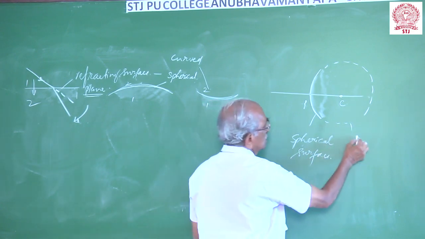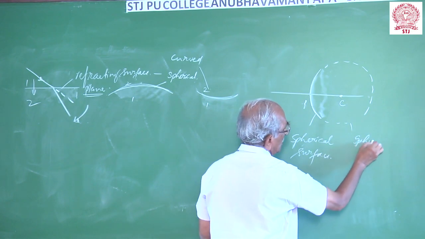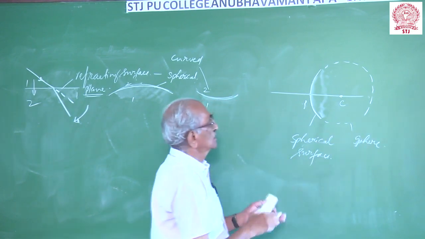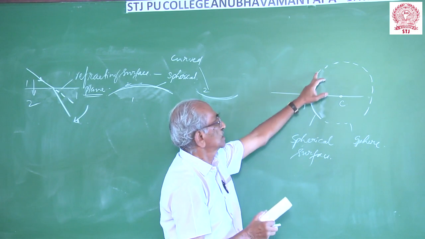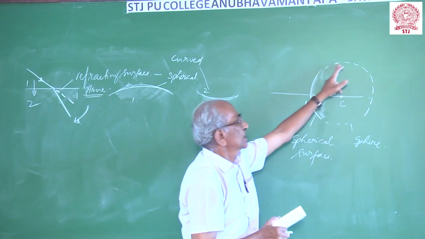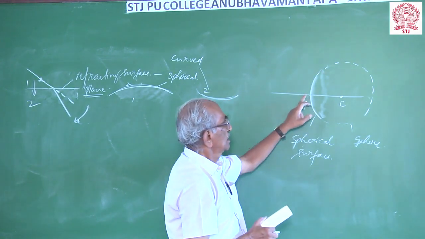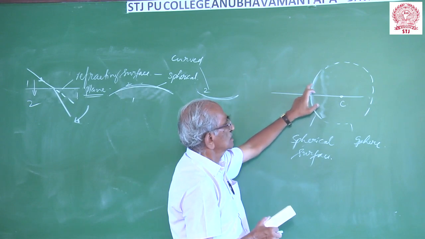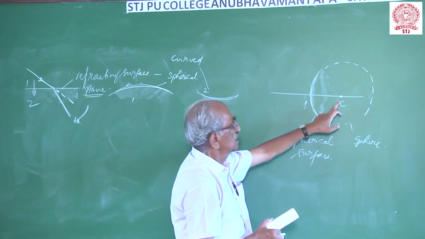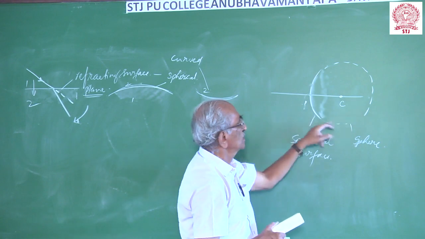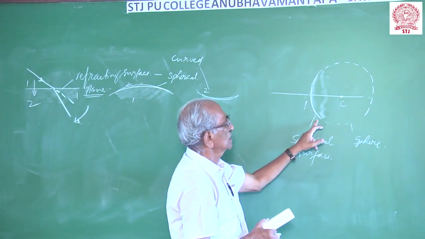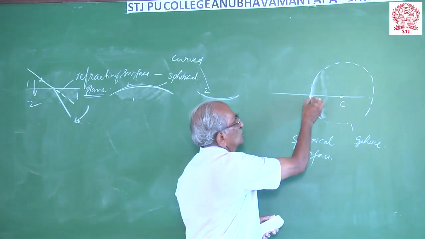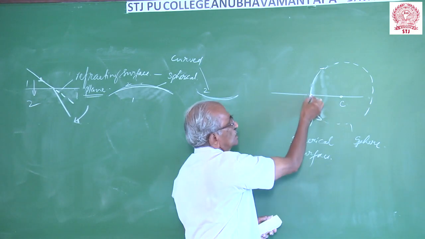The center of the sphere is the center of curvature. Here there is a curved surface, which can be considered to be part of a sphere. The center of curvature of this spherical surface is the center of the sphere of which the given surface forms a part.